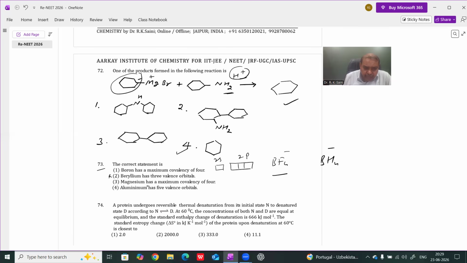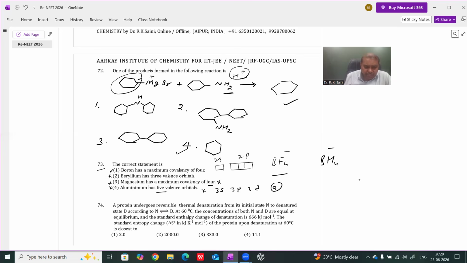Beryllium has 3 valence orbitals, so 3, not 4. It is incorrect. Magnesium has maximum covalency 4, not 6, because it is a third period element. Aluminum has 5 valence orbitals. It is incorrect. It contains 9 valence orbitals because aluminum is also a third period element and has 3s, 3p and 3d, with valence orbitals 1, 3 and 5, so 9 orbitals. Therefore, option first is correct.